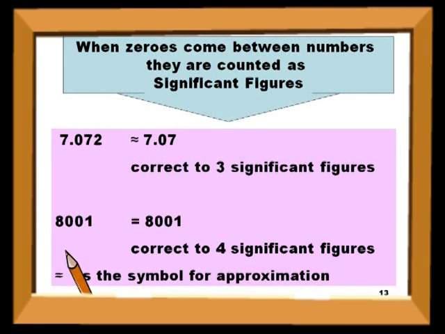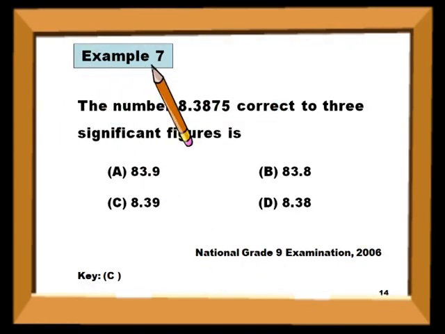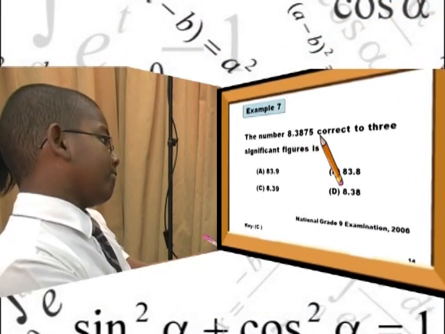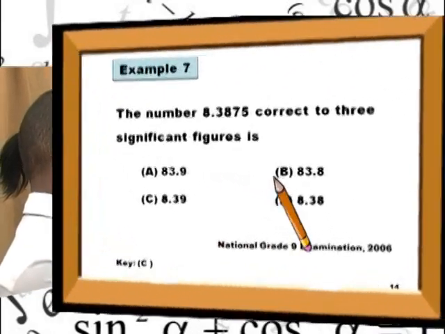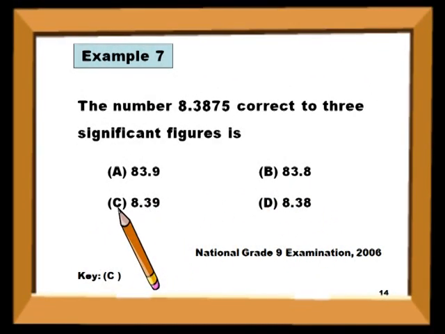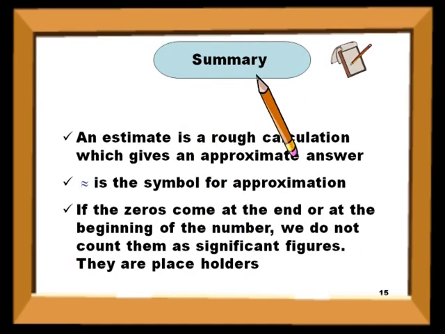This is the symbol for approximation. Example 7. The number 8.3875 correct to three significant figures is A. 83.9, B. 83.8, C. 8.39, D. 8.38. Key C. Summary. An estimate is a rough calculation which gives an approximate answer. This is the symbol for approximation. If the zeros come at the end or at the beginning of a number, we do not count them as significant figures. They are placeholders.